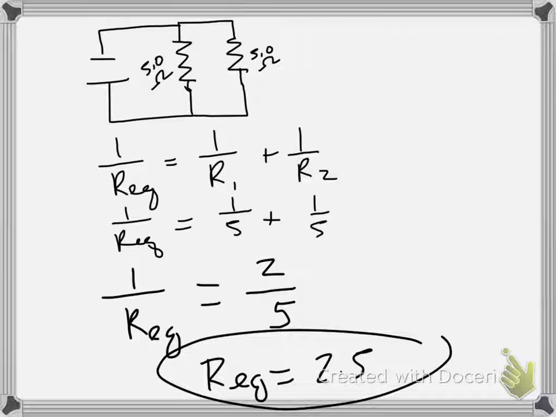We've actually cut the resistance of the circuit in half. If we had just put in one of these by itself, we would have 5 ohms of resistance. By giving the current 2 paths to flow through, we've cut it in half.